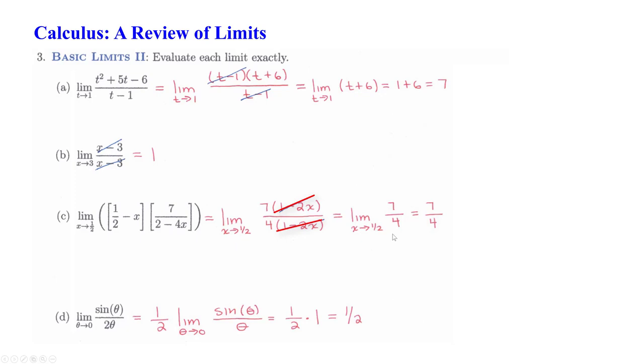These would cancel, so this function 7/4 agrees with this function in all but one point, namely 1/2. Therefore, this limit is 7/4, and of course this limit is equal to the original limit because this function and this function are identical.